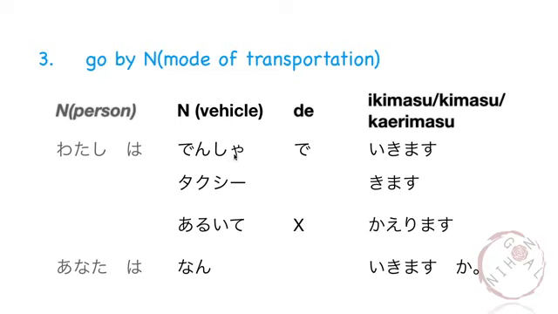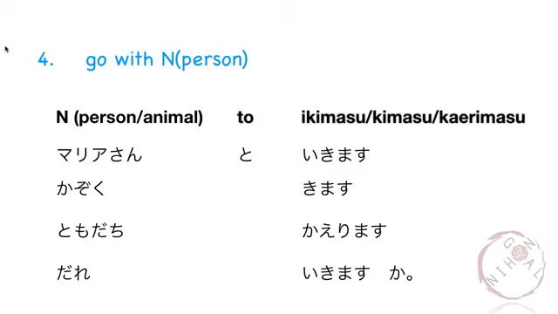Next, we've also learned how to say go by mode of transportation. For example, 電車で行きます。タクシーで行きます。歩いて帰ります。So, for 歩いて, we don't need the particle で。And also how to ask なんで行きますか? Next, how to say go with a person or an animal. For example, マリアさんと行きます。家族と来ます。友達と帰ります。Or to ask the question, with who? 誰と行きますか?